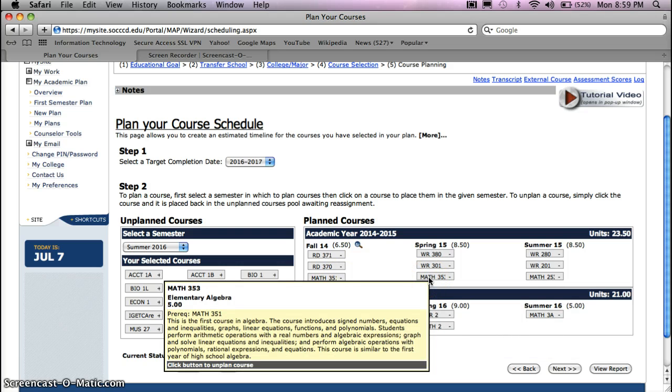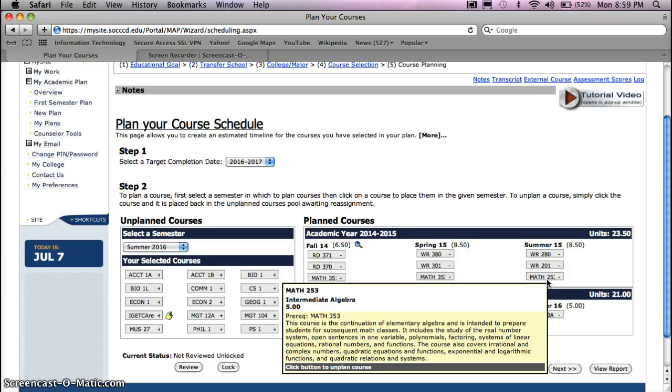The next term, I was able to take elementary algebra. The prereq was 351. Then in summer, in this example, I was able to take Math 253 Intermediate Algebra. The prereq, again, noting, was a Math 353. For summer, an important component.